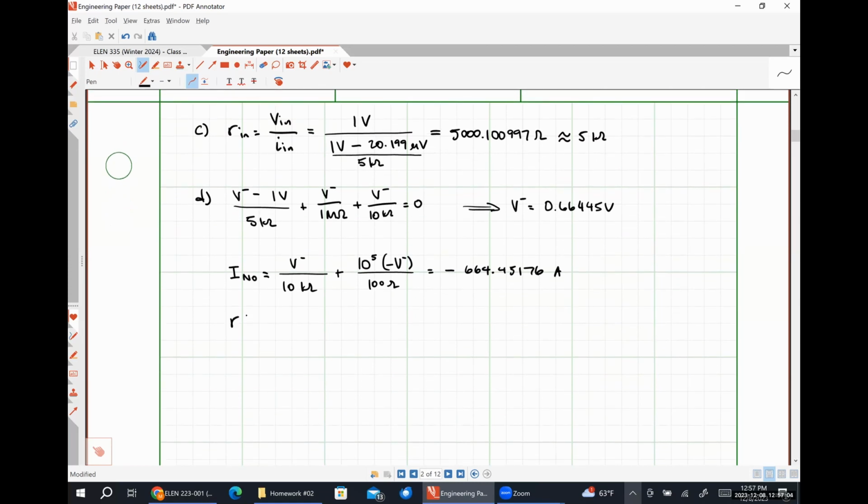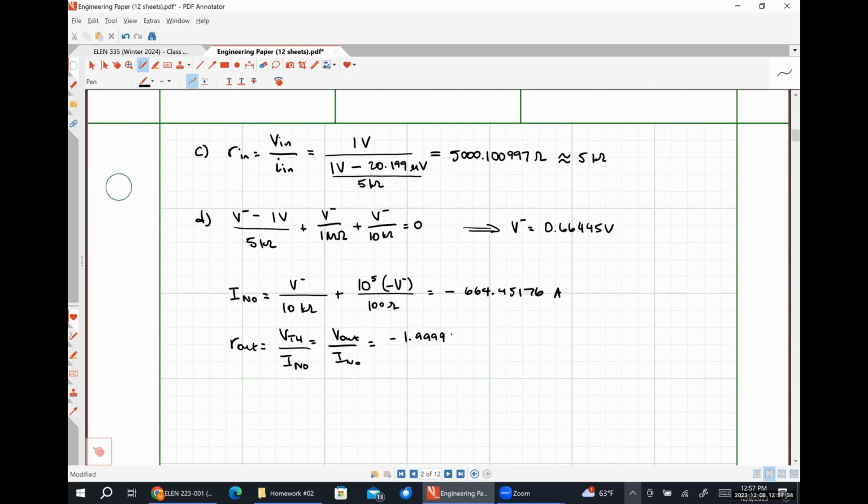So our lowercase r output resistance is then our Thevenin voltage, which is the exact same thing as our open circuited output voltage we already found, divided by our Norton current, or negative 1.9999, what was it up here? 392, divided by negative 664.45176 amps, comes out to be positive 3.0085 milliohms.